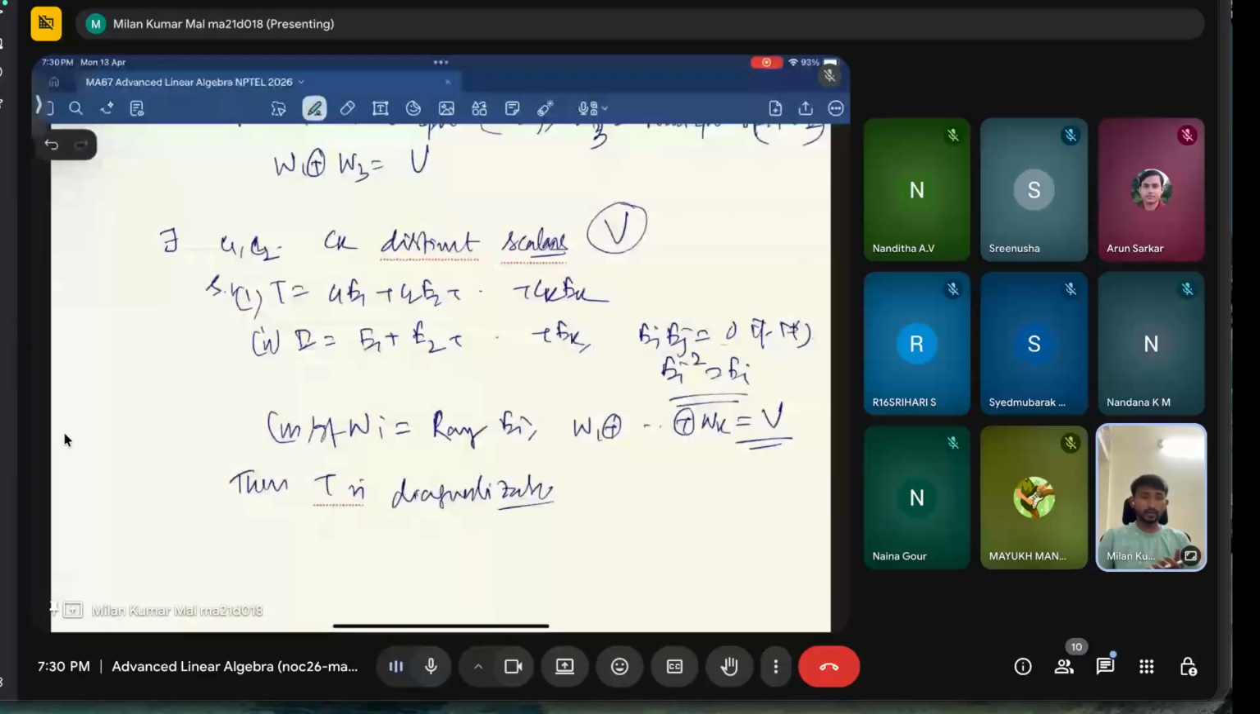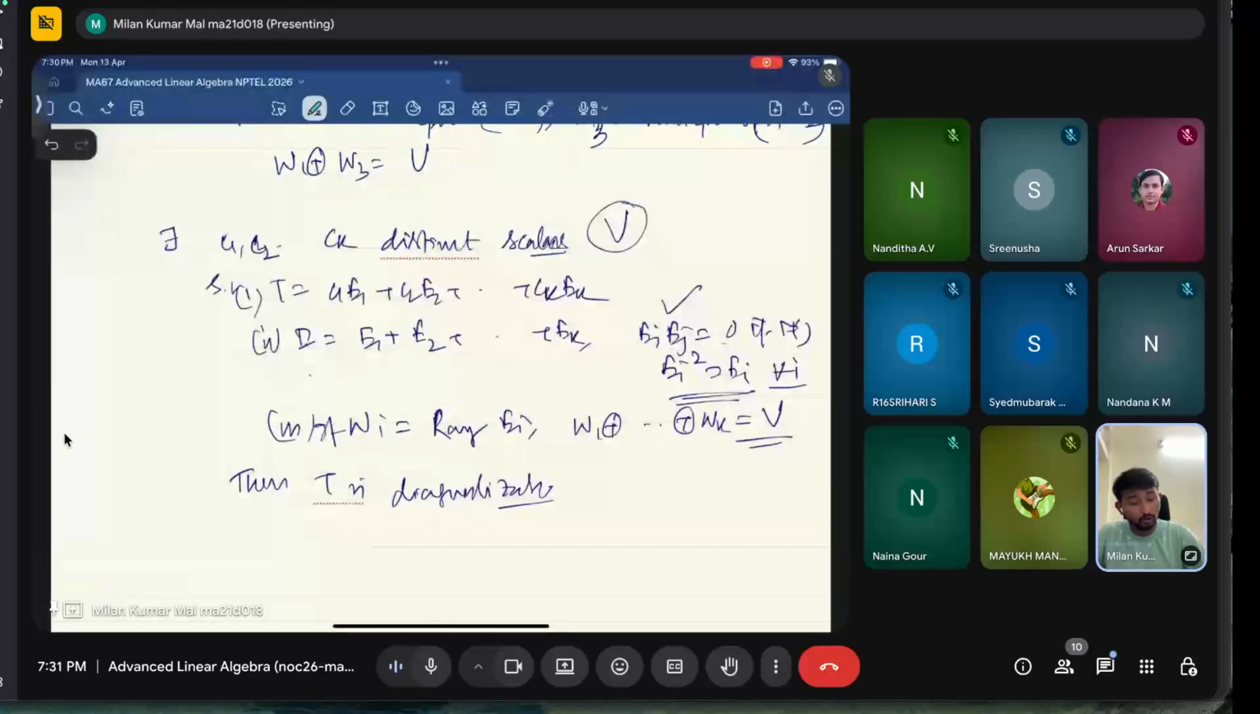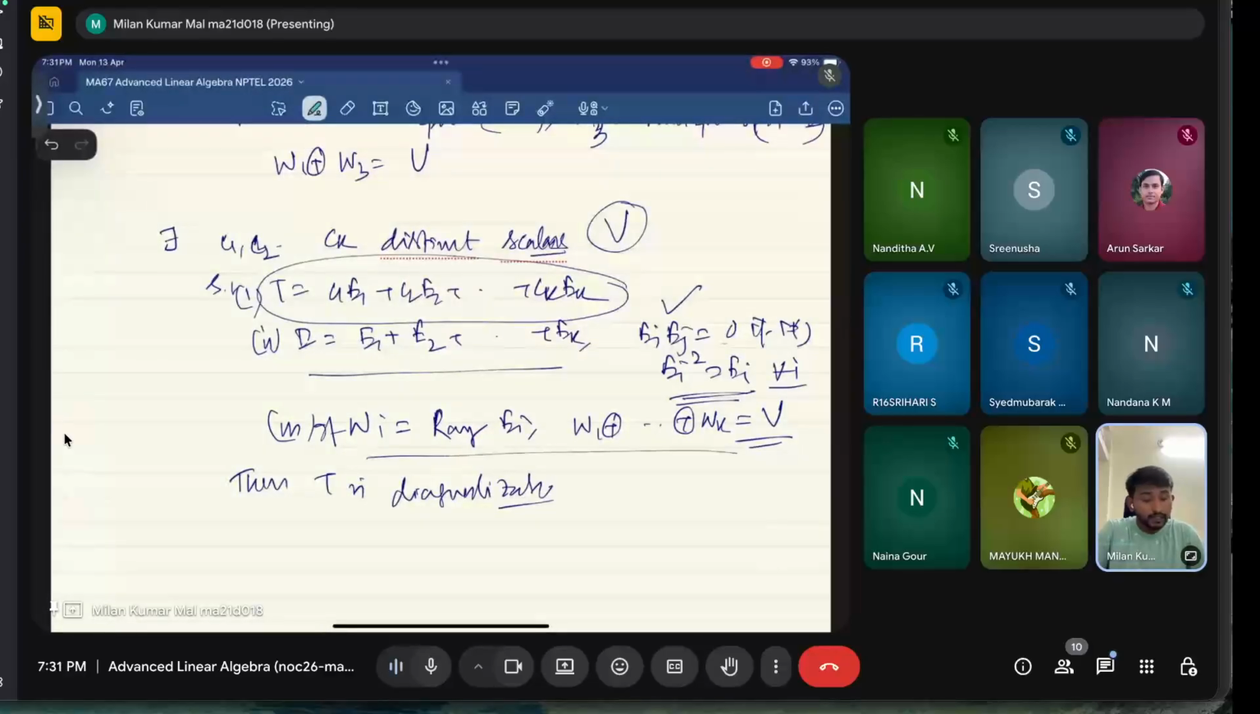Here what we have assumed: V is a finite dimensional vector space, and let C1, C2, up to Ck be distinct scalars, distinct elements from the field where the vector space is defined, and let E1, E2, up to Ek be operators on V satisfying Ei Ej equals 0 if i not equals j, Ei squared equals Ei, that is the projection, for all i, and the identity operator equals E1 plus E2 plus up to Ek, and T equals C1 E1 plus C2 E2 plus up to Ck Ek. Because of the fact that I equals E1 plus E2 plus up to Ek, T is diagonalizable.